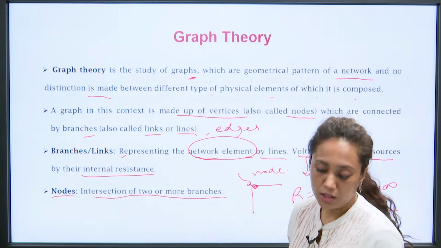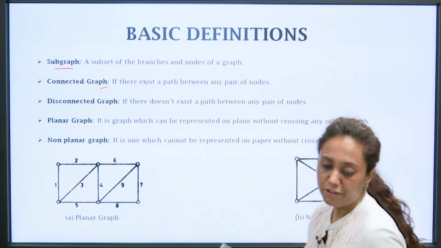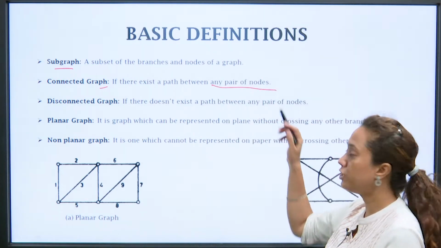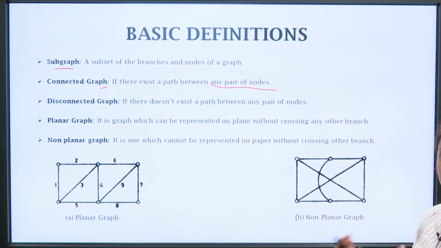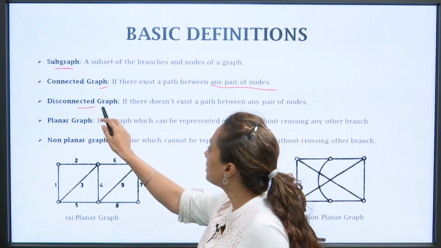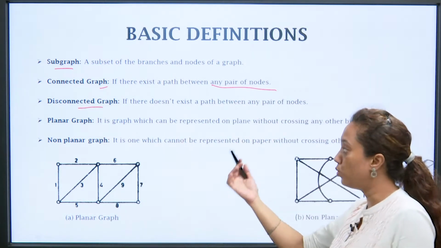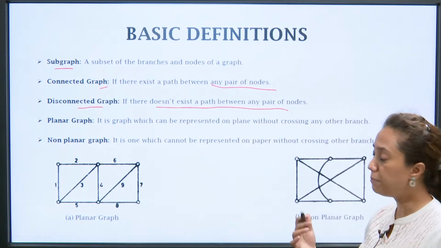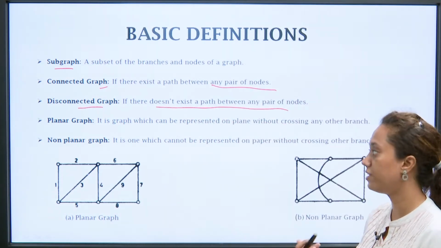When there exists a path between any pair of nodes, meaning all the nodes are connected with the other nodes, then it is a connected graph. While a disconnected graph is one where for some nodes a path doesn't exist between a pair, it is called the disconnected one, just the opposite of the connected one.